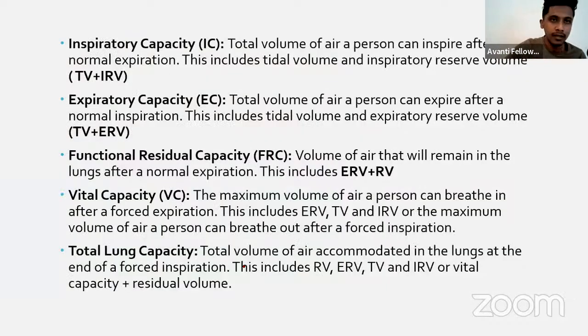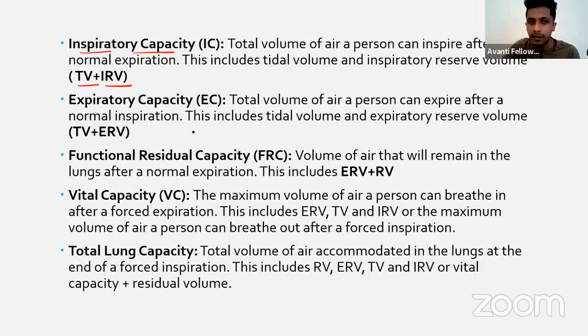The first capacity that we can derive is inspiratory capacity. What is inspiratory capacity? The total volume of air a person can inspire after normal expiration. After you normally expire, how much air can you inhale? That is called inspiratory capacity. So how do we derive inspiratory capacity? You just add tidal volume and inspiratory reserve volume. So the sum of tidal volume and inspiratory reserve volume will give you what? Inspiratory capacity.